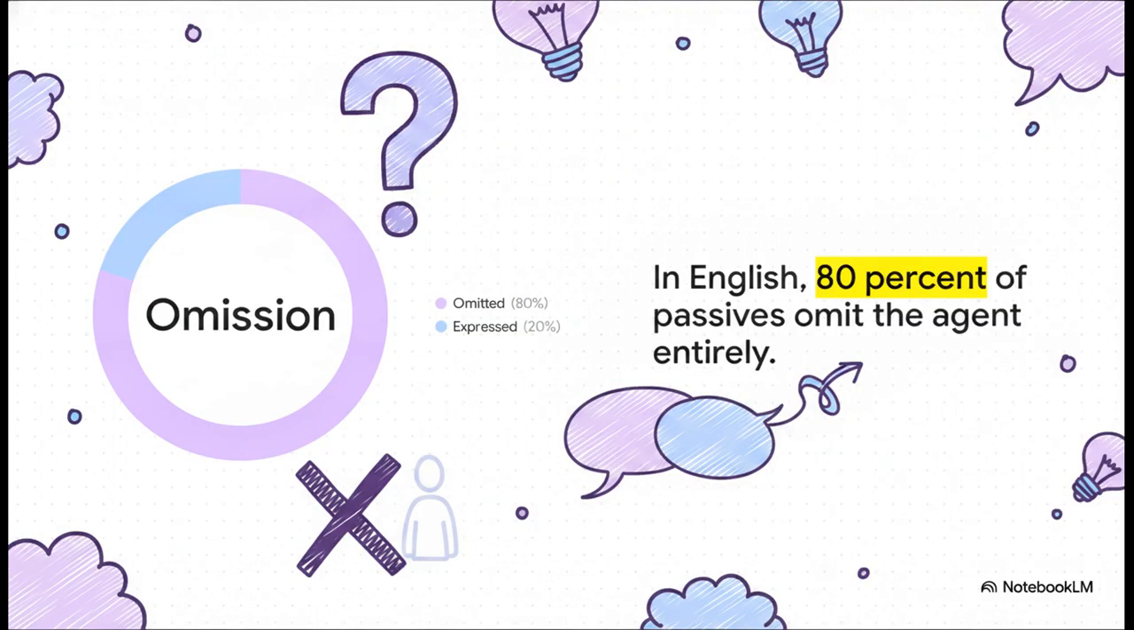And here's a rather striking statistic for you. A massive 80% of English passives omit the agent entirely. 80%! Why is it so high? Simply because the agent is either completely unknown, completely irrelevant to the current context, or obviously redundant. If we say "Jack was beaten," and we already know he was in a boxing match with Michael, we really don't need to add "by Michael." The focus is purely on what happened to Jack. The who is already a given.